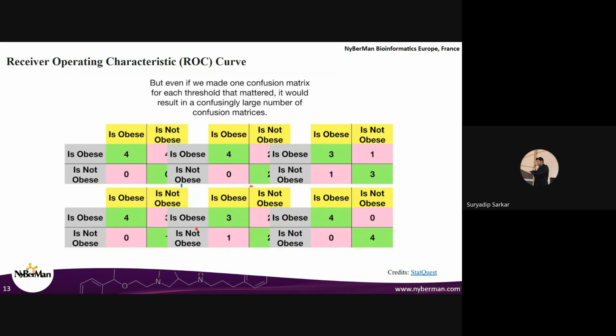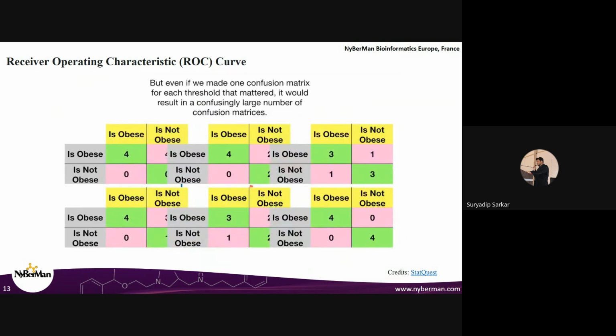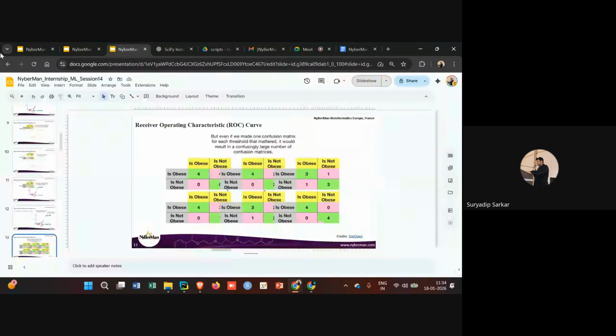I cannot look at 10, 15, 20 confusion matrices at the same time. And if you see between 0 and 1, every continuous value of a threshold can be tested, right? I can test 0.12, I can test 0.59, I can test 0.43. So will I now go on building confusion matrices for each and every one of these thresholds? That is not humanly possible, right? That is absolutely not humanly possible. And this is the problem that receiver operating characteristic, or the ROC curve, is going to solve.